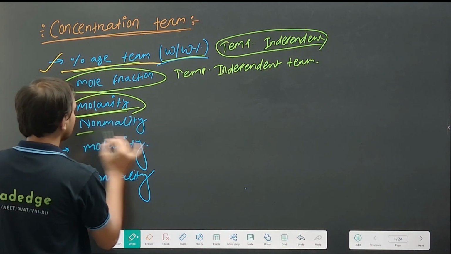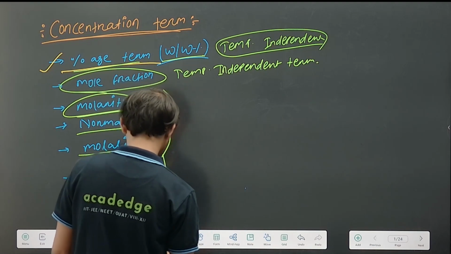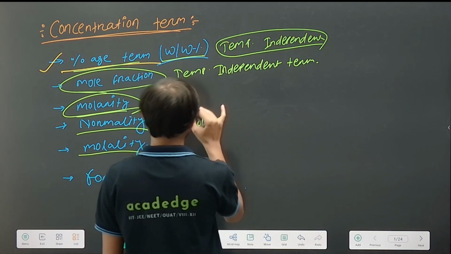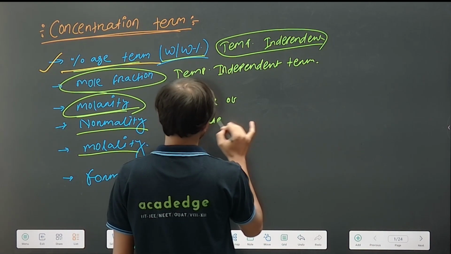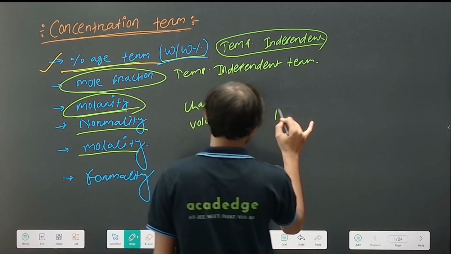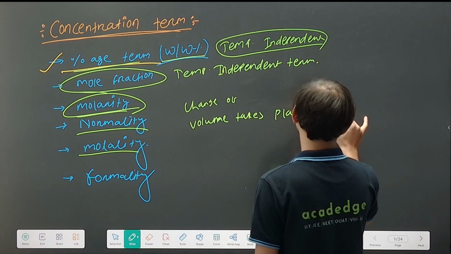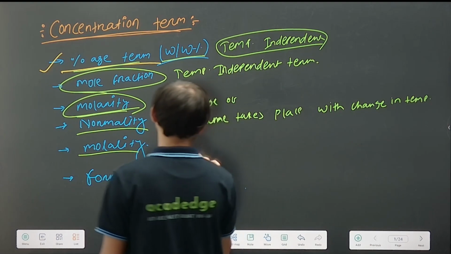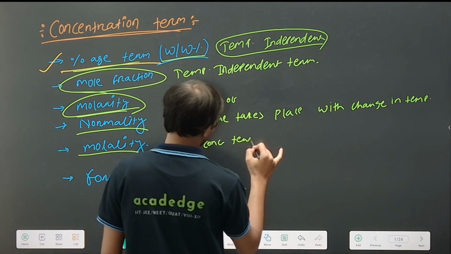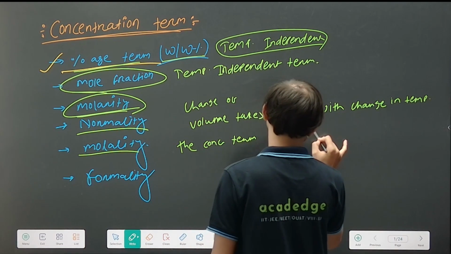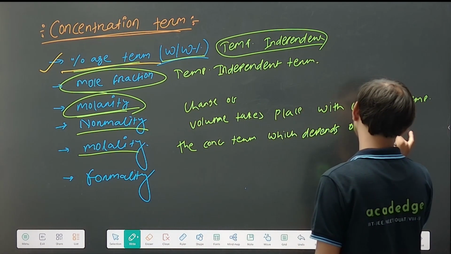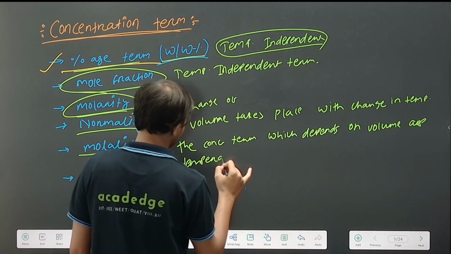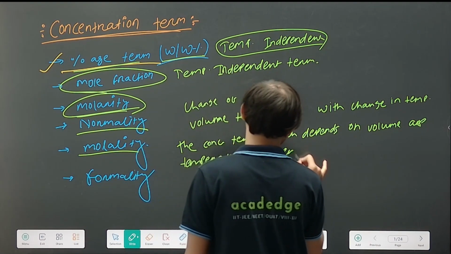So here, if the volume term, I want to give an example. Suppose we change the volume; a change in volume takes place with a change in temperature. So I can say that the concentration terms which depend on volume are temperature dependent, I can easily say, isn't it?